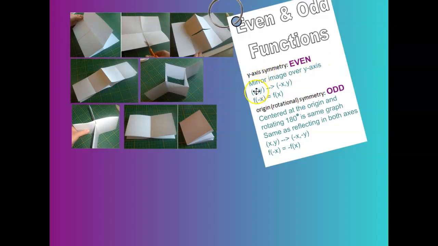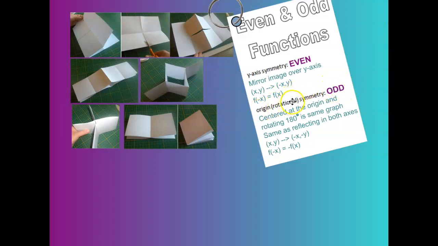Any point x, y on the function is going to have a corresponding point negative x, y. So the y's stay the same, but because the image reflects over the y-axis, the x's have opposite signs. And then algebraically, anytime you substitute a negative x into your function for all the x's and simplify, you're going to get back the original function you started with when it's even.